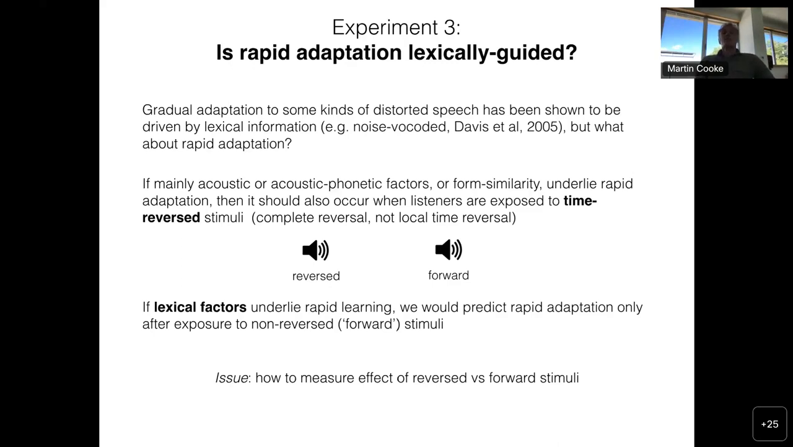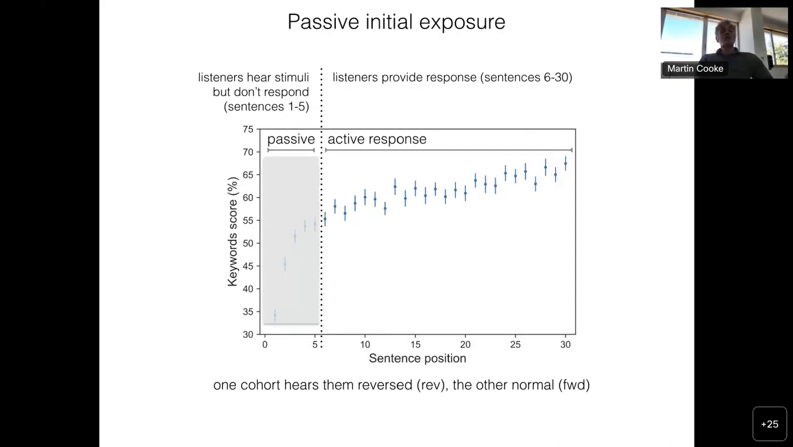So if it's acoustic, auditory, or low-level factors that underlie rapid adaptation, then we should see similar results if we expose listeners to reversed stimuli or forward stimuli. Whereas if it's lexical factors that are involved, we should see a difference between these two conditions. Of course, the big issue is how do we get listeners to respond sensibly to reversed speech? We don't. What we do instead is use passive initial exposure.